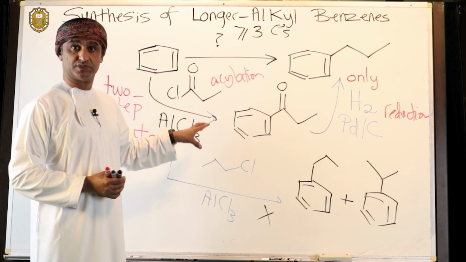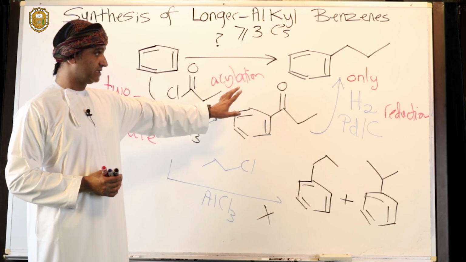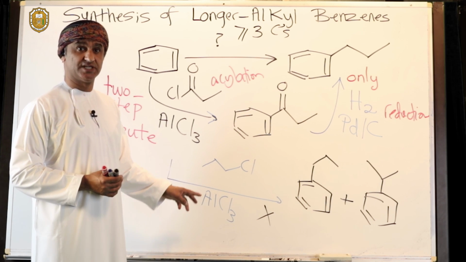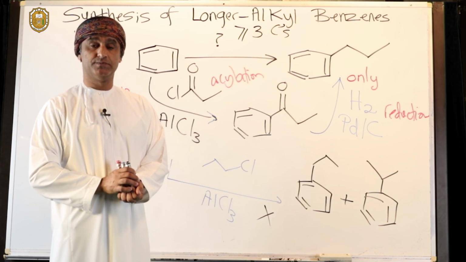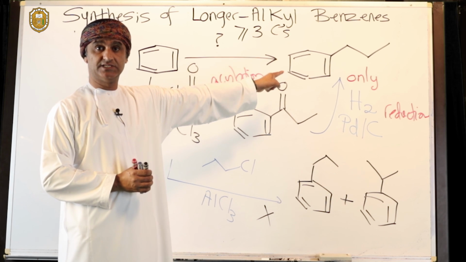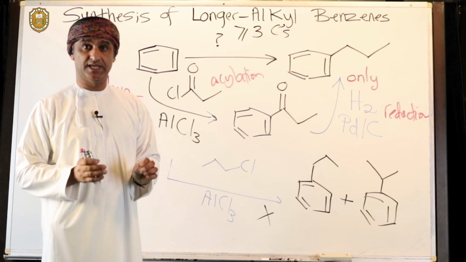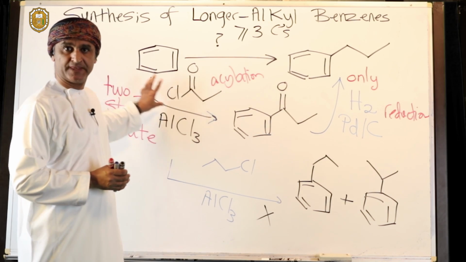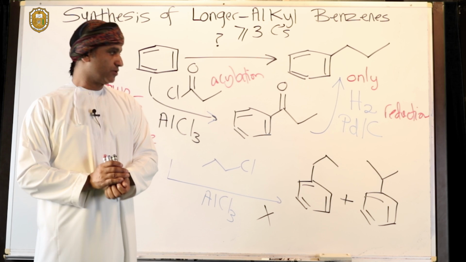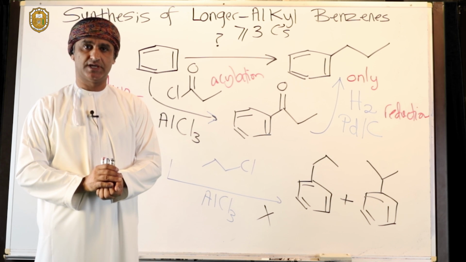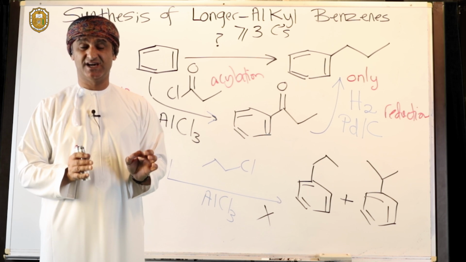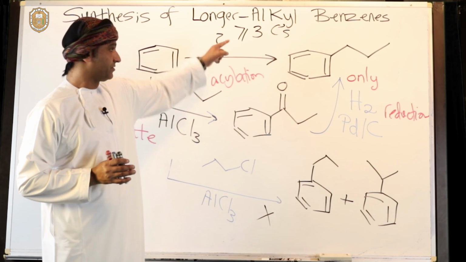Yes, it is a two-step sequence, but the regiochemistry is guaranteed that one product is obtained as desired. If Friedel-Crafts alkylation is attempted, a mixture of 2 alkylated products would be obtained, and that's not good because that alkyl benzene is desired as the only product. So the solution here is to do 2 steps: Friedel-Crafts acylation followed by reduction of the ketone to the corresponding alkyl group using hydrogen in the presence of palladium on carbon. A 2-step sequence is the method of choice in order to synthesize an alkyl benzene where the alkyl group consists of 3 carbons or more.